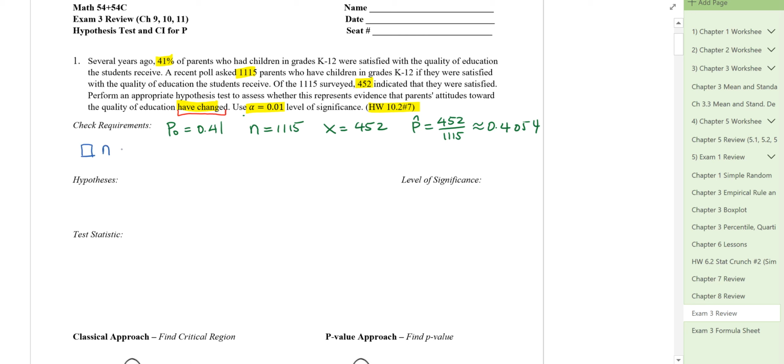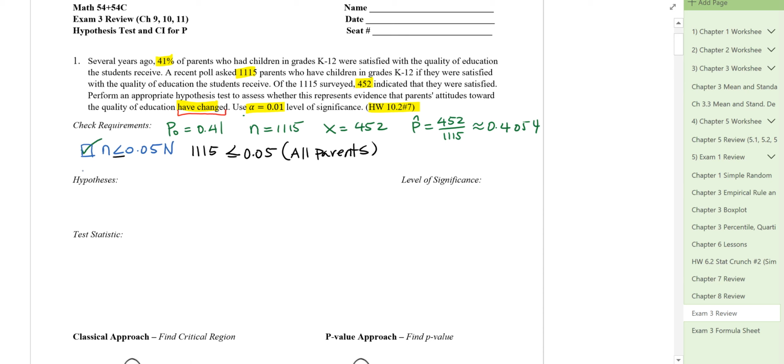That means I want to make sure n is less than 5% of the population size. Note that my sample size here is 1,115. Is that less than 5% of my population? The population here is all parents with children who go through K-12. So reasonably, we can say that is definitely less than 5% of all the parents with K-12 children. So the first condition is met, and the samples are independent.